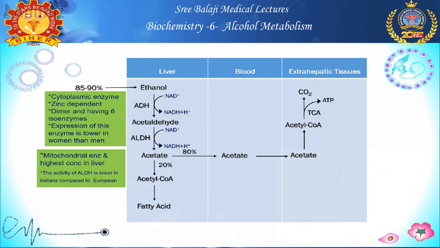After acetate formation, 80% of the acetate enters the circulation and reaches the extrahepatic tissues where it will be converted to acetyl-CoA. Then the acetyl-CoA enters the TCA cycle to produce energy. The remaining 20% of the acetate in the liver will be converted to acetyl-CoA in the liver itself, and it will be involved in fatty acid synthesis. Whenever more energy is there, our body automatically starts the anabolic pathway. So in alcohol metabolism, you will be getting more energy. So automatically all the acetate or acetyl CoA will be involved in anabolic pathways.